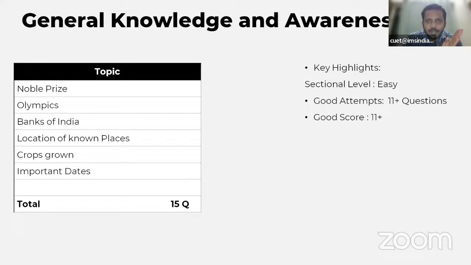But yes, if you had read the compendium on the GK zone of the website, this section would have been very easy for you in the second slot. In the third slot, some students have reported that it was slightly more challenging. But again, if you had read the compendium, even for the third slot, the questions would have been very easy.